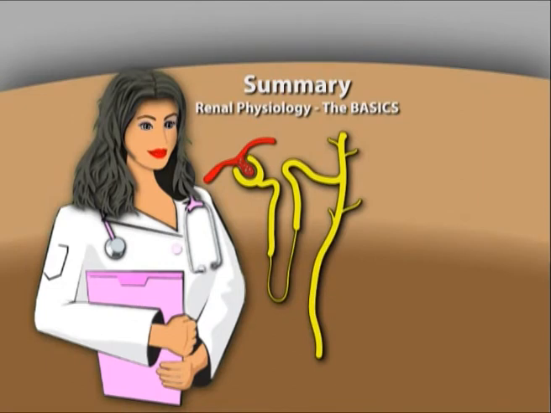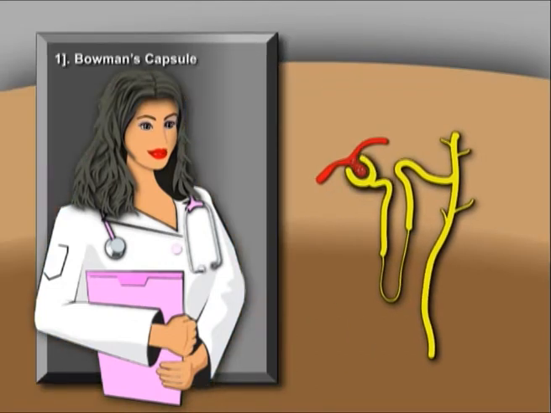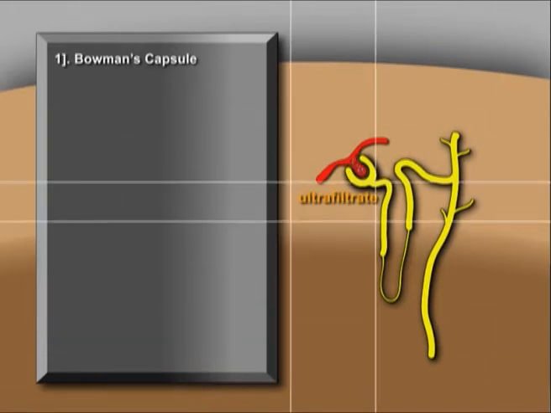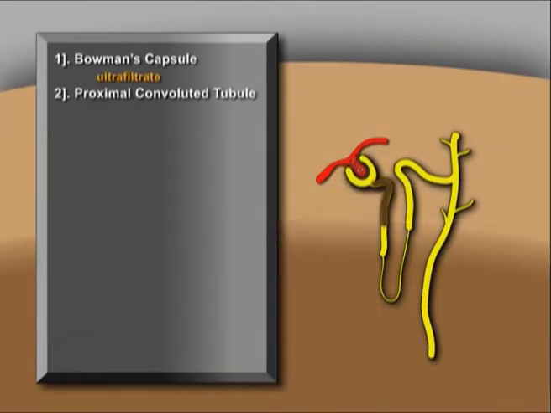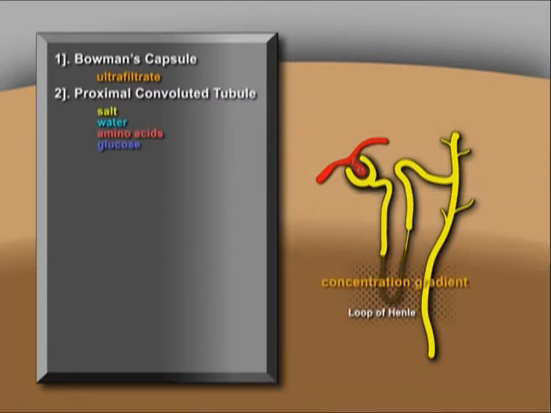So, from the beginning. First, the Bowman's capsule receives an ultrafiltrate of plasma from the glomerular tuft. The proximal tubule then reabsorbs 80% of all salt and water and nearly all of the amino acids and glucose filtered. The loop of Henle creates a highly osmotic concentration gradient in the surrounding tissues.